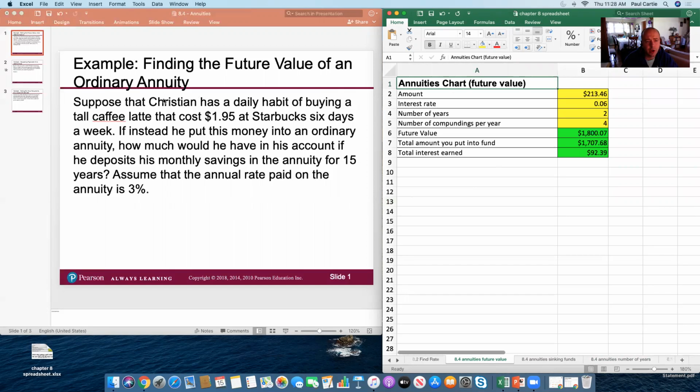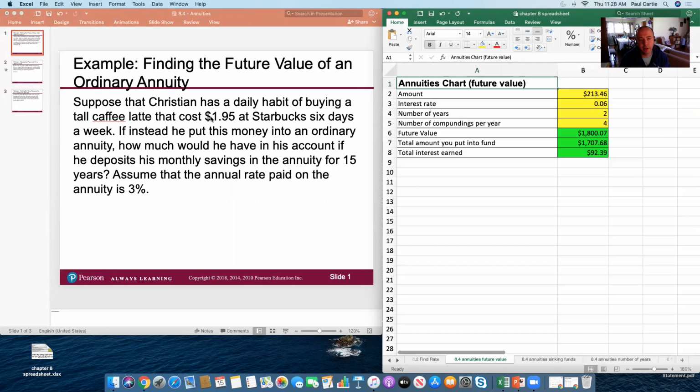Okay, so in the example we have Christian. He buys cafe lattes for $1.95 at Starbucks. I think they cost quadruple that, I don't know, 6 days a week. If instead he puts his money into an ordinary annuity, how much would he have in the account if he deposits his monthly savings into the annuity for 15 years?